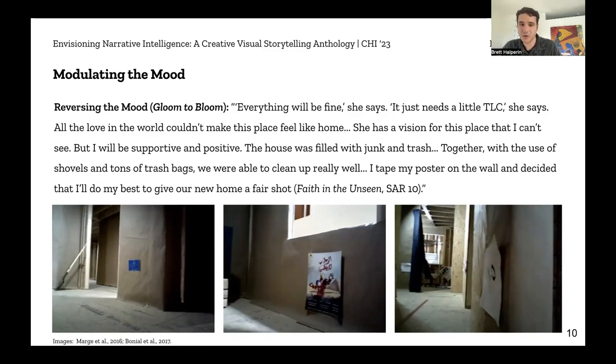I taped my poster on the wall and decided that I'll do my best to give our new home a fair shot. So again, we see here that a gloomy mood is detected, but in this case, it blooms, it transforms, it becomes a home with potential to be a place that is special and meaningful.